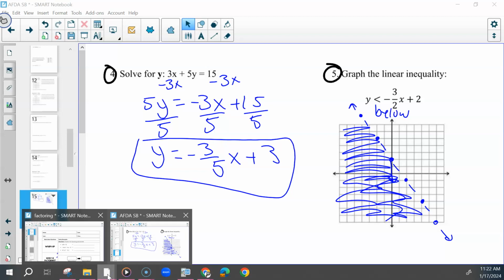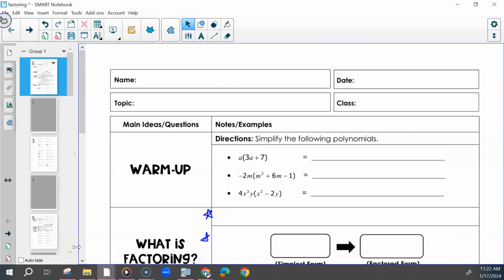Lunch should be at 36, but I'm not 100% on that, so we'll see how that is. So everyone should have notes that look like this.